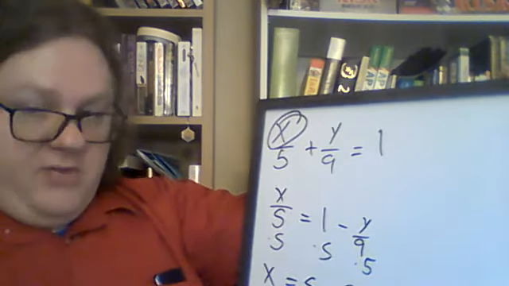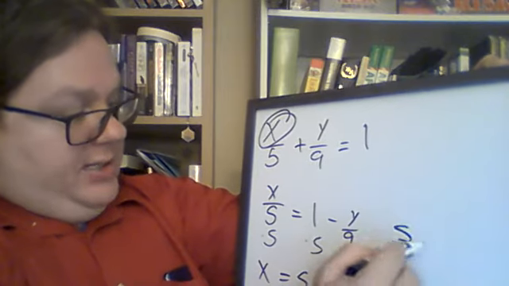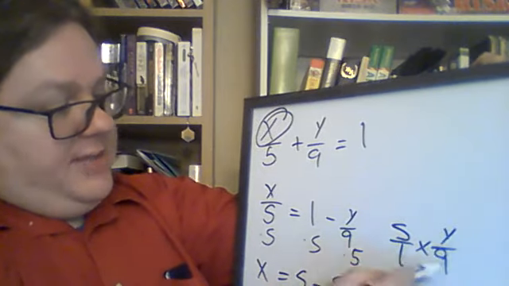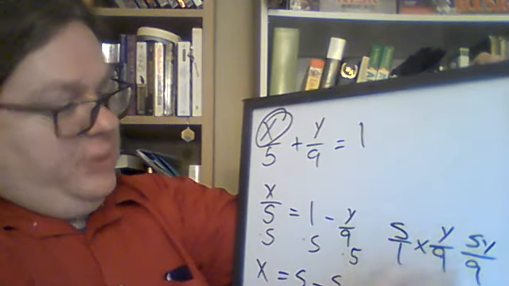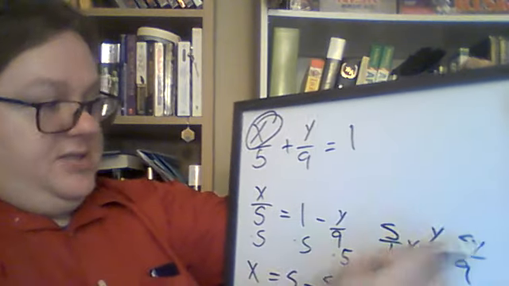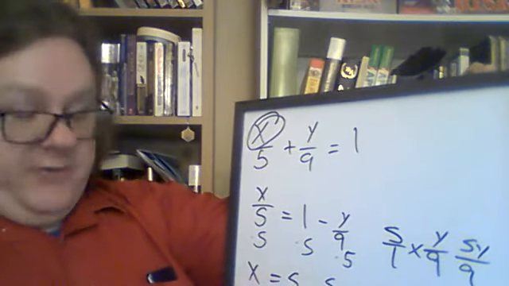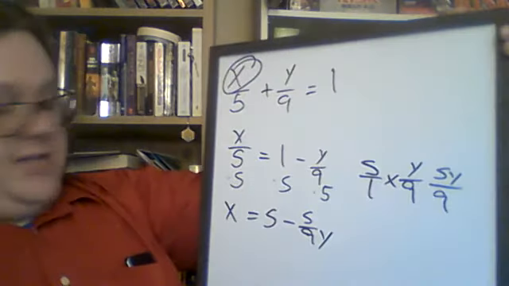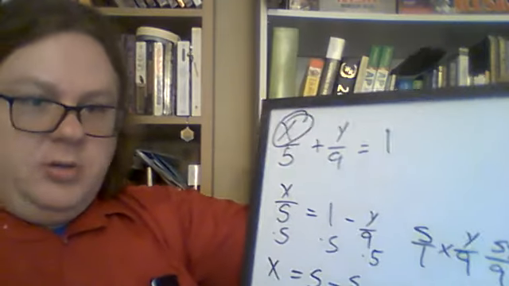Why is it 5/9 y? Because this is 5 over 1 times y over 9. 1 times 9 is 9, 5 times y is 5y over 9, which is the same as 5/9 y. Same thing. And that 5 over 9 doesn't reduce at all, so we just leave it like it is. And there's that one. Are there any more?